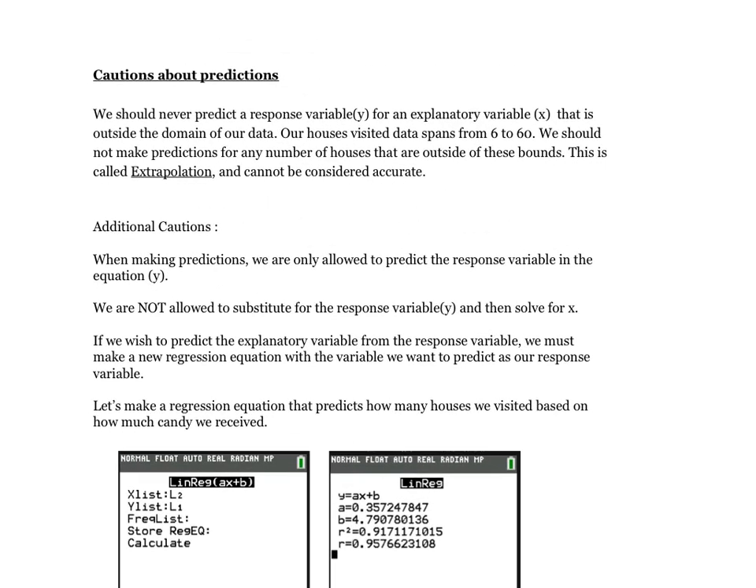Now, cautions about the predictions that we're going to be making. We should never predict a response variable for an explanatory variable that is outside the domain of our data. Our houses visited data spans from 6 to 60. If we went back and looked at the table from the first page, the lowest number of houses we had data for was 6, and the highest number was 60. So we should not make predictions for any number of houses outside of these bounds. Okay, they cannot be considered accurate. And this is called extrapolation, when you predict outside the range of the data. You do not want to do that in AP Stats.